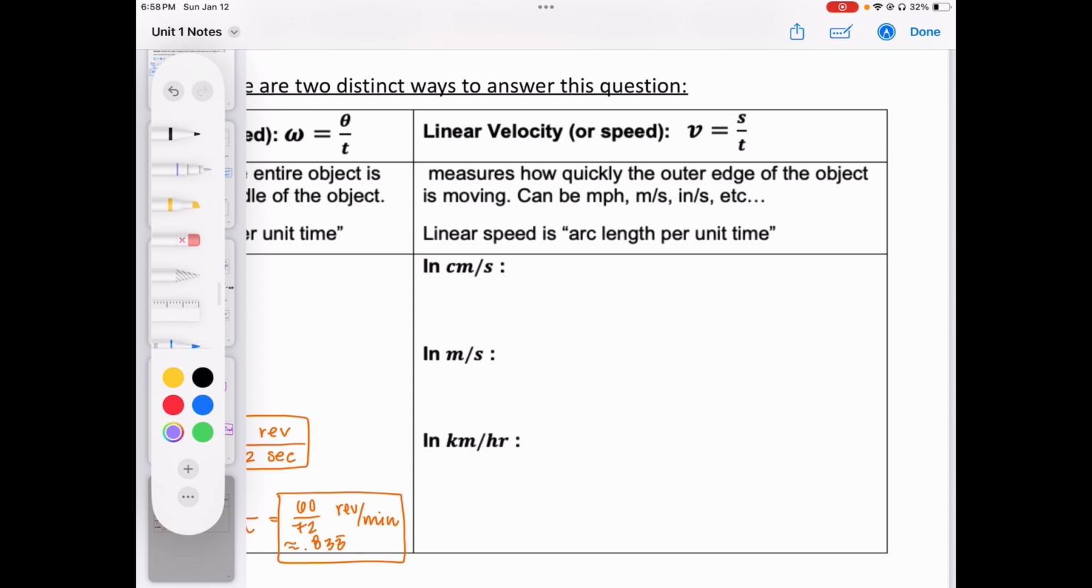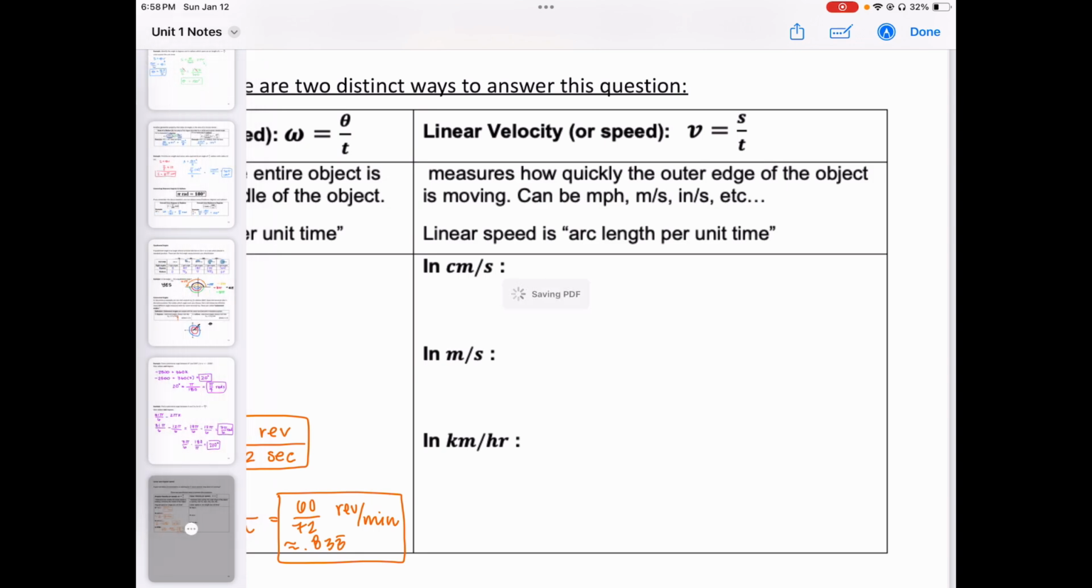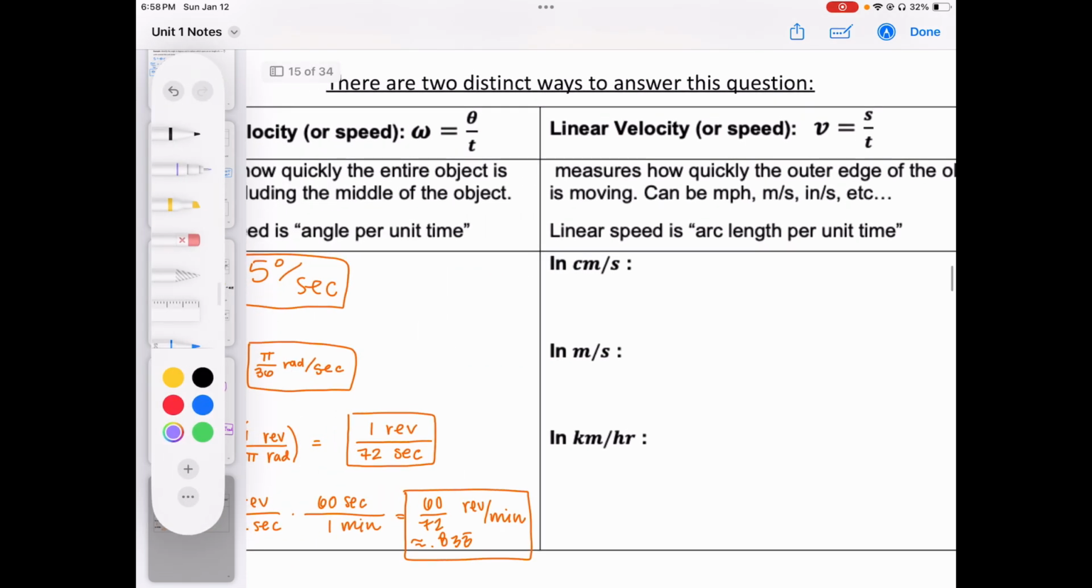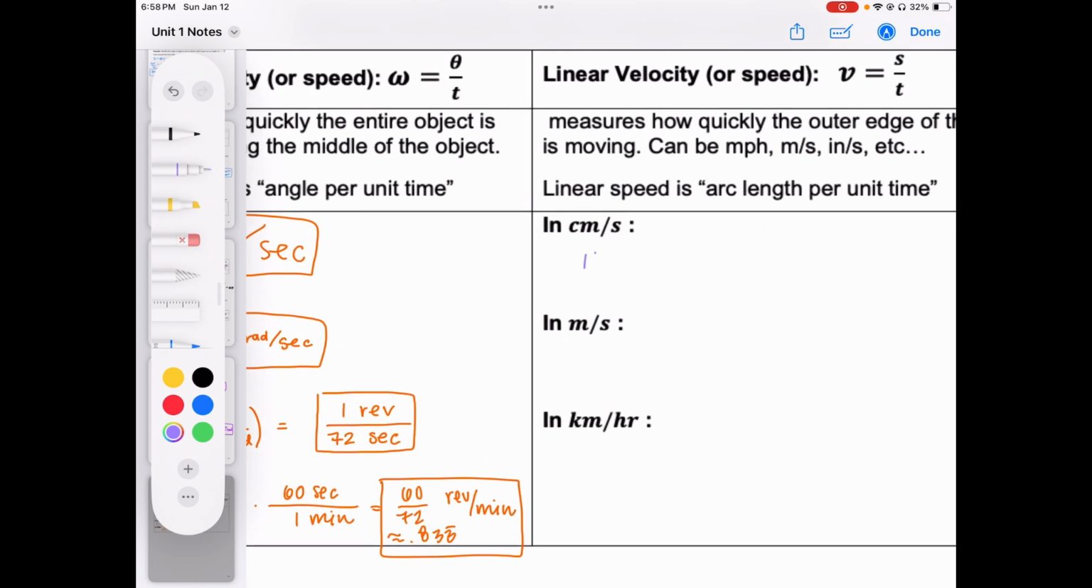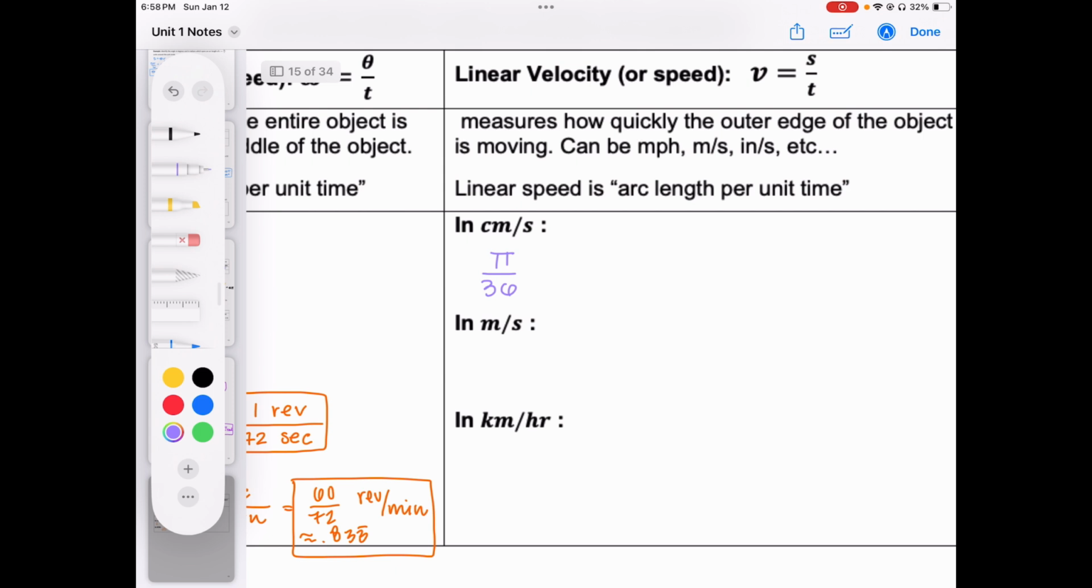All right. So for centimeters per second, let's go ahead and start with what we know. We know that we are working with radians or with degrees. In this case, it's a little bit easier to just go ahead and use the radian measure. So I'll go ahead and pull that for my second answer. So we have pi over 36. That's going to be multiplied by my 14 centimeters per radian.